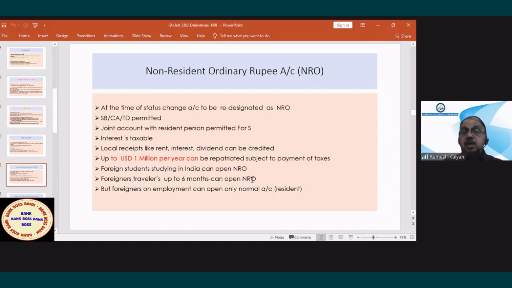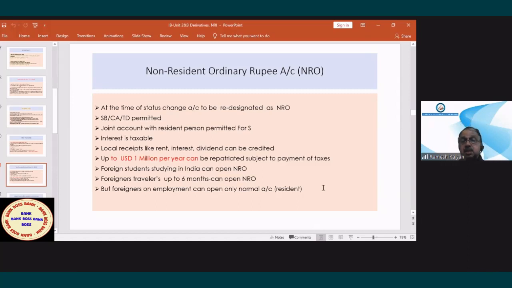Suppose a foreigner just walks into your branch and shows the credentials. Can you open an account? The answer is we can open an NRO account for 6 months. If it is beyond 6 months, we have to seek Reserve Bank of India approval. Approval from RBI is required.